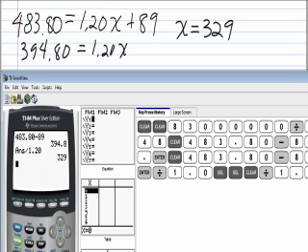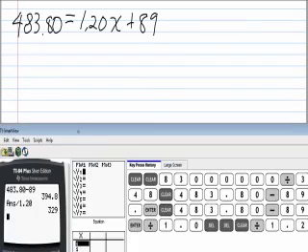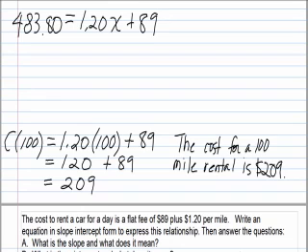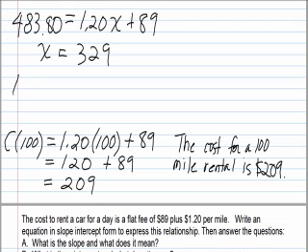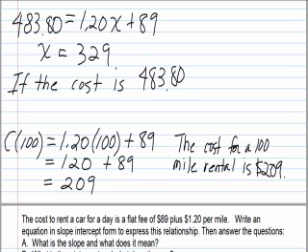Now the interpretation of this in the context of this problem is that for a rental costing $483.80, x is 329. If the total cost is $483.80, that was the y we were given, which is the cost, we know 329 miles were driven.